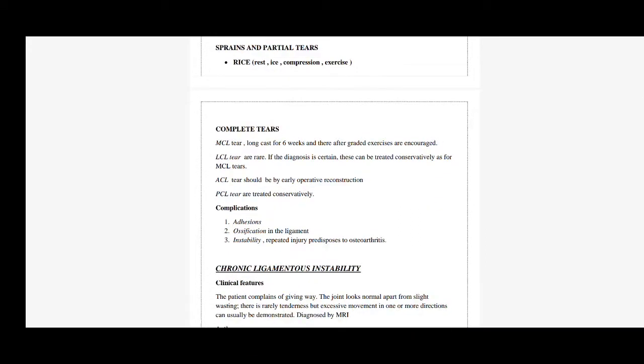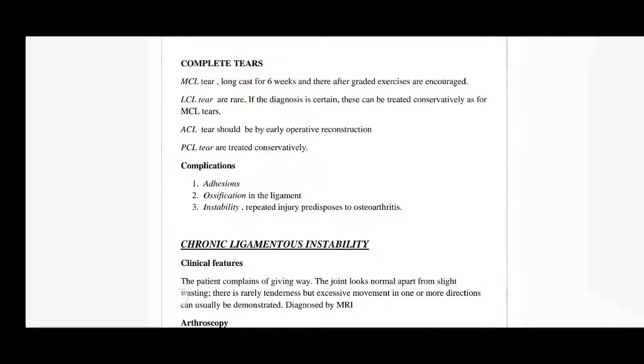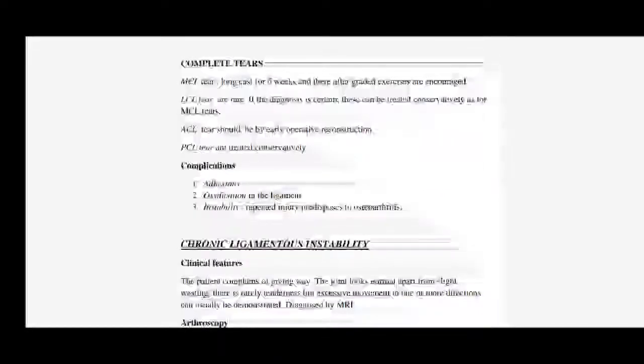Complete tears: an MCL tear is usually treated conservatively in a long cast for 6 weeks, and thereafter gradual exercises are encouraged. Lateral collateral tear is rare and can be treated conservatively if present. An ACL tear in the acute setting should be treated operatively with ACL reconstruction. For PCL, usually there is no need for more than quadriceps strengthening exercises.